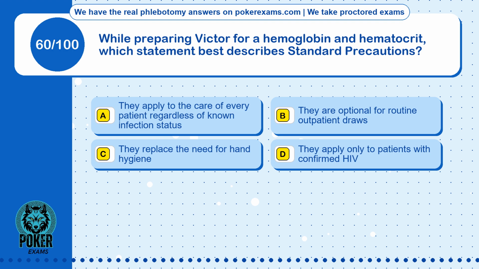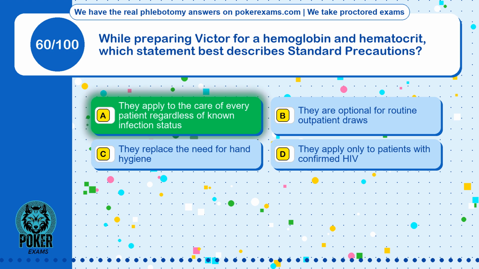Question 60. While preparing Victor for a hemoglobin and hematocrit, which statement best describes standard precautions? Option A. They apply to the care of every patient regardless of known infection status. Option B. They are optional for routine outpatient draws. Option C. They replace the need for hand hygiene. Option D. They apply only to patients with confirmed HIV.